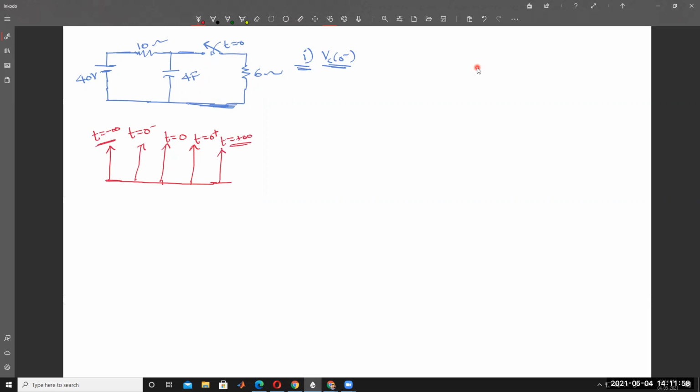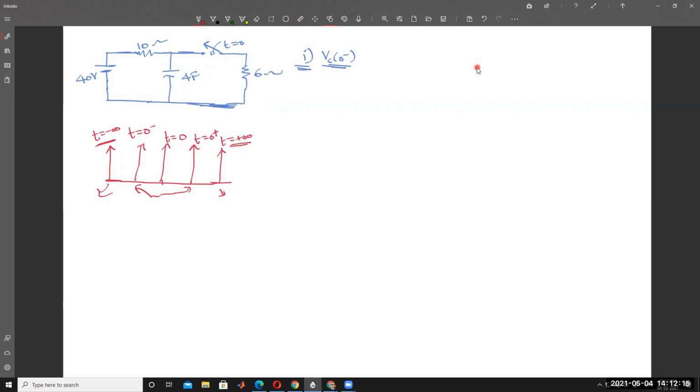This is called steady state, and this is called transient. So this is steady state and this is also steady state, t equals infinity. Then how to find VC of 0 minus, meaning before the switching action.